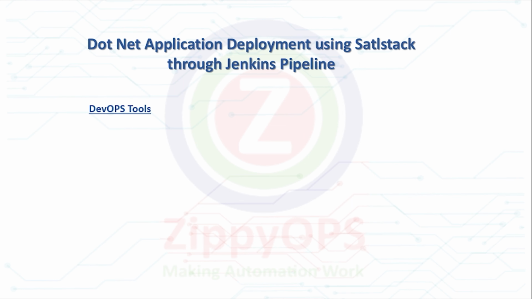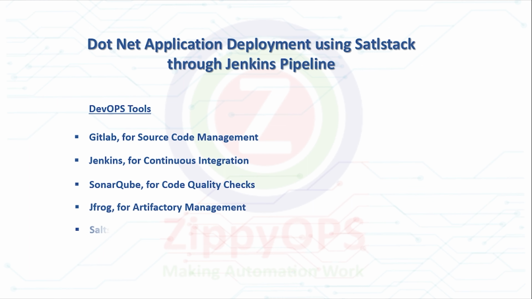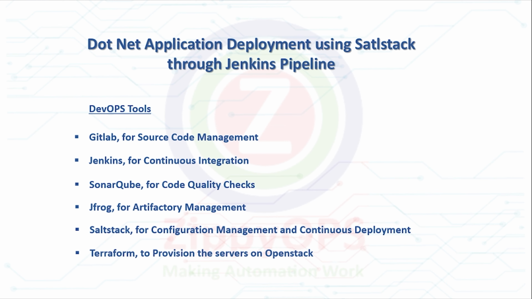The tools which are used in this .NET application deployment are GitLab for source code management, Jenkins for continuous integration, SonarQube for code quality checks, JFrog for artifactory management, SaltStack for configuration management and continuous deployment, Terraform to provision the servers on OpenStack, and OpenStack as private cloud. Let's explore the workflow of .NET application deployment, stage by stage.